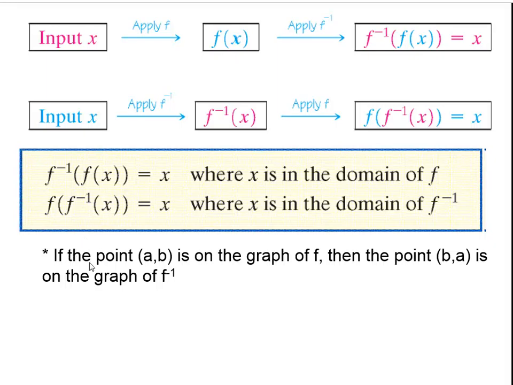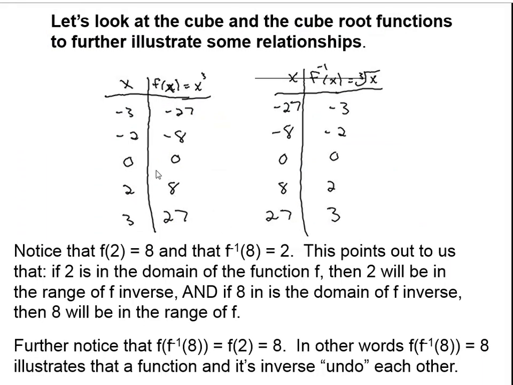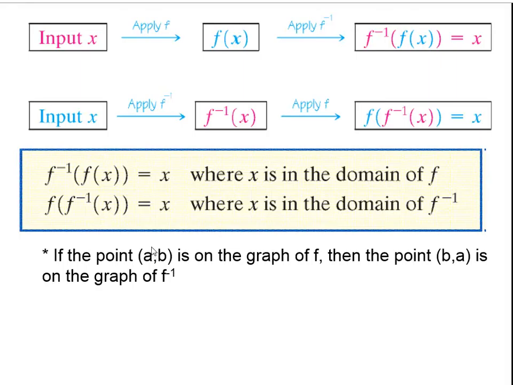So what we noticed on those prior slides was if the point (a, b) is on the graph of f, then the point (b, a) is going to be on the graph of f inverse. And on that prior slide, we saw that. Here's the point (2, 8) on the graph of f. I interchange domain and range, and (8, 2) becomes a point on its inverse. So again, in general, if (a, b) is on the graph of f, then (b, a) is on the graph of f inverse.